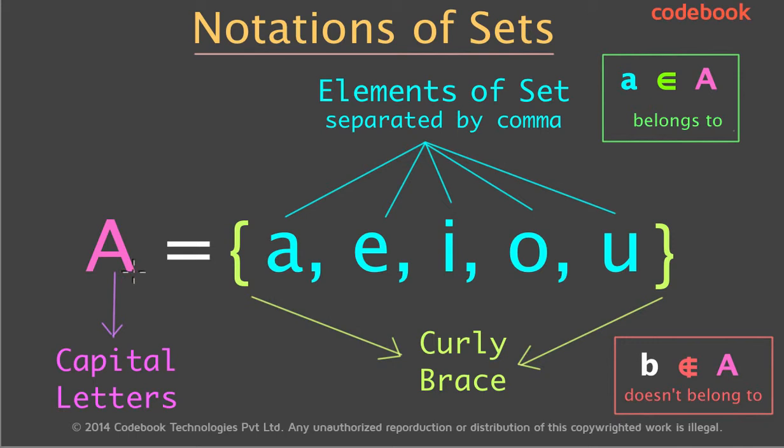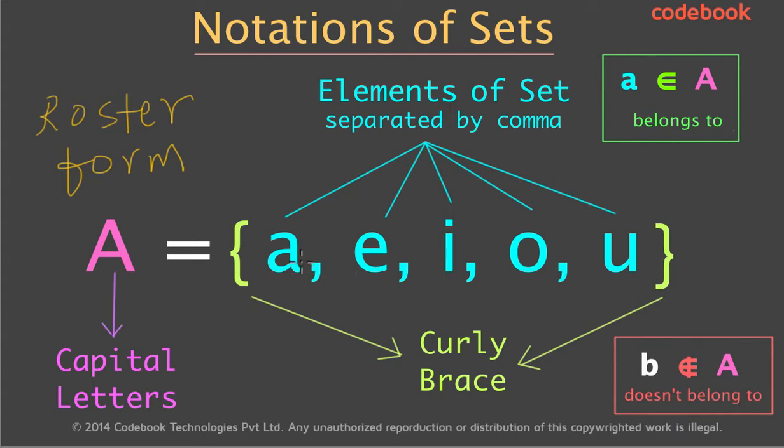And then we define the set with a capital letter. So the set of vowels here is notated as capital A is equal to open curly brace a, e, i, o, u and closing curly brace. So this is how you notate a set in the roster form.